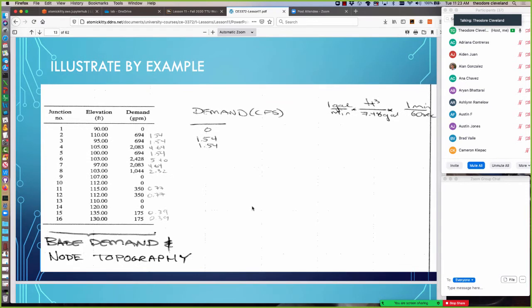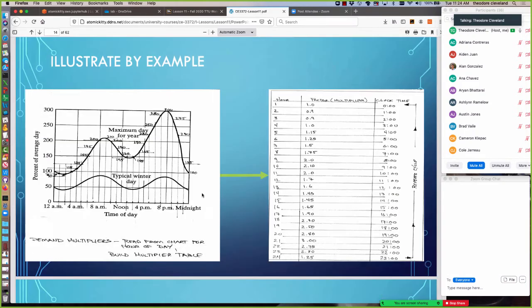We also have for each junction the junction elevation above a datum and the demand in gallons per minute. And here it looks like someone did it by hand to put them into cubic feet per second. And here's the gallons per minute divided by 7.48 divided by 60 seconds gives us cubic feet per second. So those changes are fairly straightforward. And now we want to go to how to produce a demand pattern.